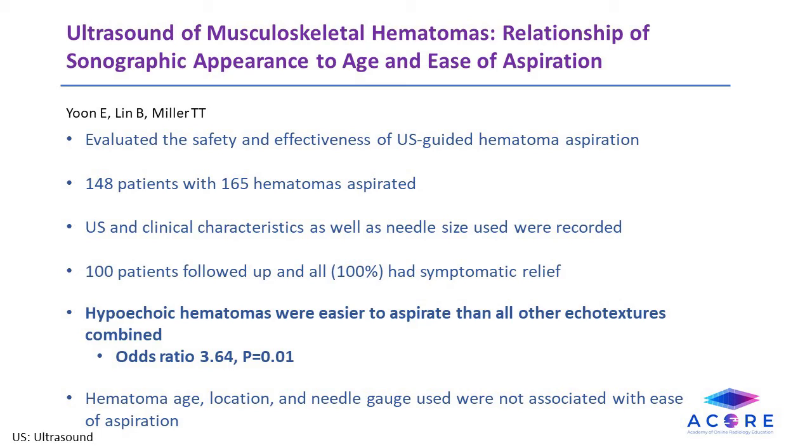And what they found was that hypoechoic hematomas were the easiest to aspirate, and they were easier to aspirate than hematomas with all other echotextures combined, with an odds ratio of 3.64 and a p of 0.01. Importantly, they also found the hematoma age, location, and the needle gauge used were not associated with ease of aspiration. It's also important to point out that all 100 patients who followed up after aspiration had symptomatic relief.